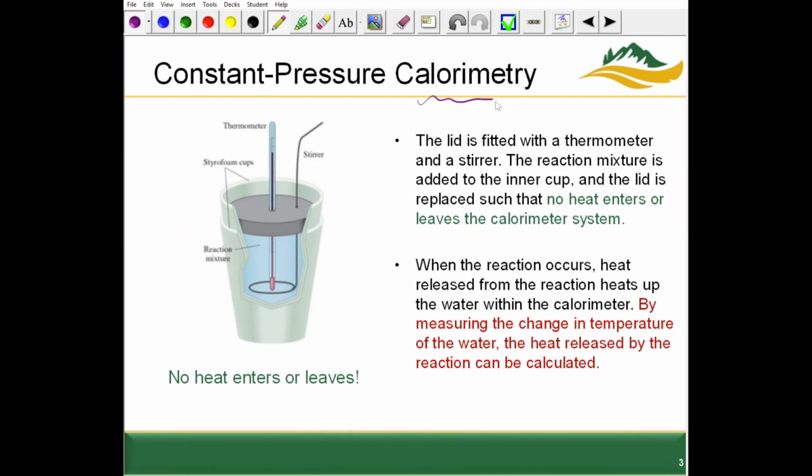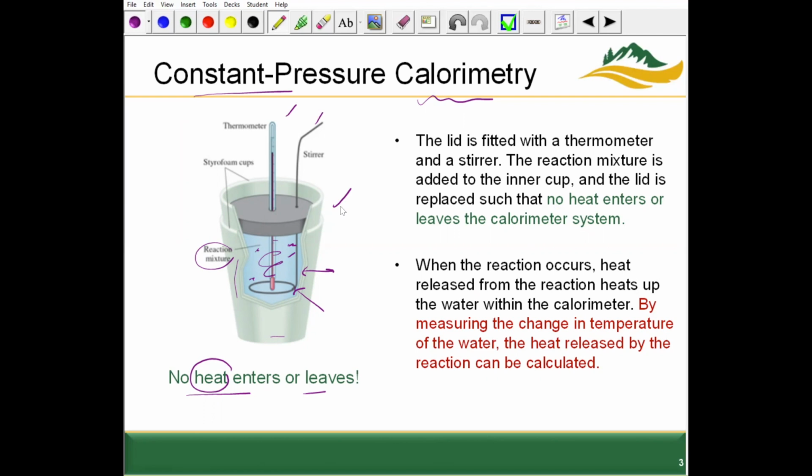So here's a constant pressure calorimetry where no heat enters or leaves what's happening within the system. Some reaction is taking place. We can have these styrofoam cups that somewhat insulate the reaction so that ideally no heat is entering or leaving from the reaction. Then we have a stirrer to keep the solution mixed, so we don't have things concentrating on one side of the vessel and another side. So we're stirring it to keep it thoroughly mixed and then measuring the temperature.